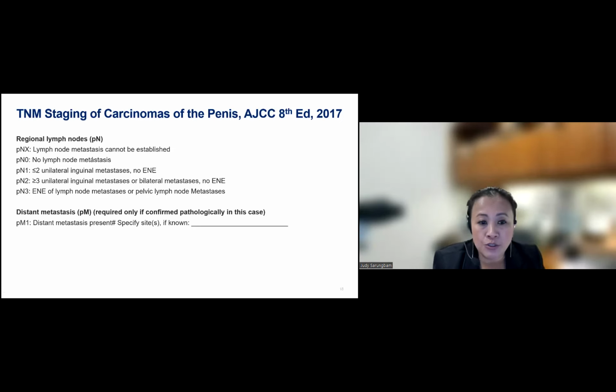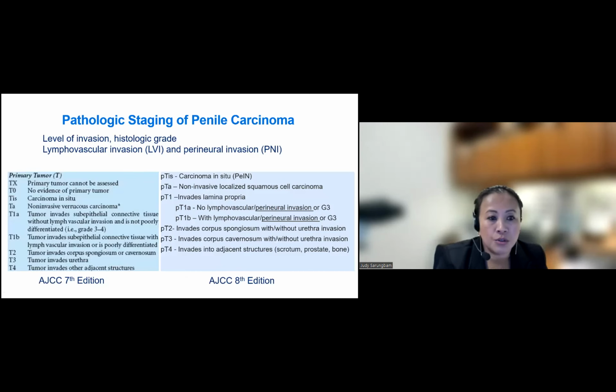Lymph node staging is based on the number, the location, and extranodal extension of the metastatic focus. There were a few changes in the AJCC 8th edition from the AJCC 7th edition, which I wanted to highlight. First one is the pTa, which was initially called non-invasive verrucous carcinoma, is now called non-invasive localized squamous cell carcinoma.